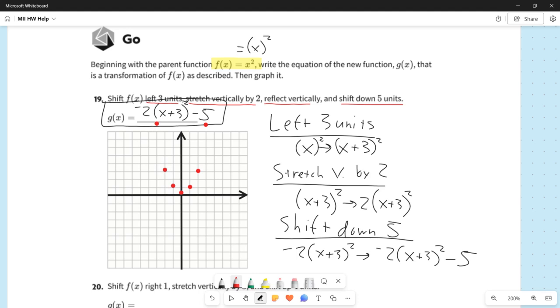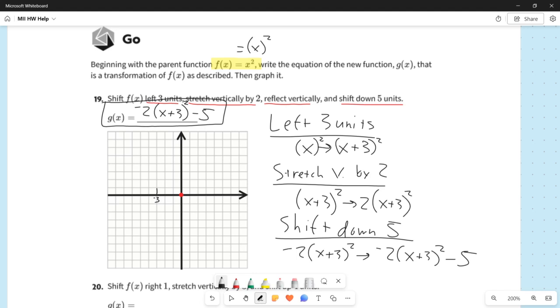But what we've done is we've taken the parent function and we have literally shifted it to the left, stretched it, reflected it, and then shifted it down. So let's start with the vertex, which I still have on my graph here. Maybe we'll center it a little bit better. Right there. That is the vertex of the parent function, just f of x equals x squared. If we shift it left 3 units, it's now going to be at -3, because we're shifting it to the left 3 units.